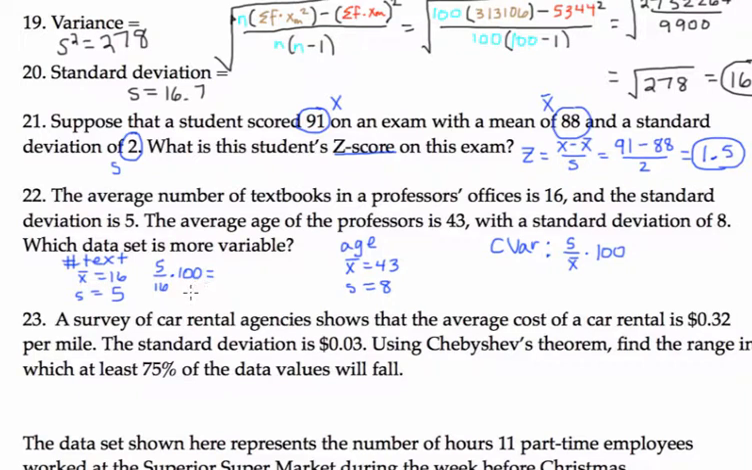And you get 31.3%. That's the coefficient of variation there. Over here, for the age, standard deviation divided by mean times 100. Punch it into your calculator, 18.6%. So the higher percent, the more variable one is the number of textbooks.